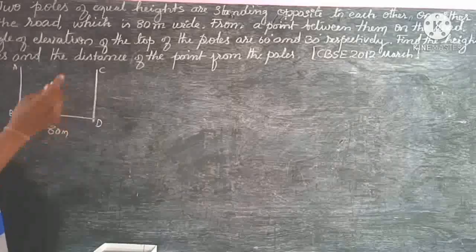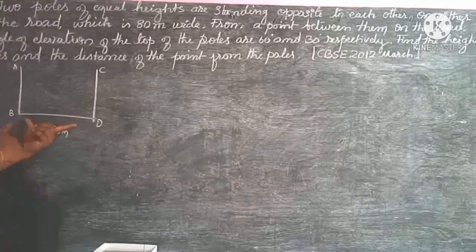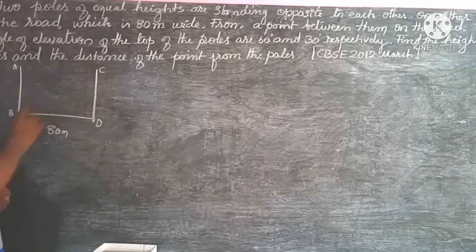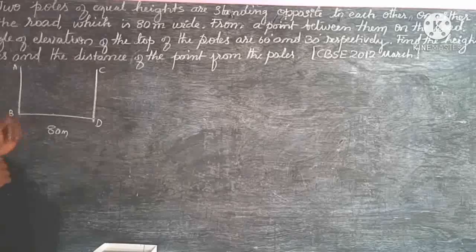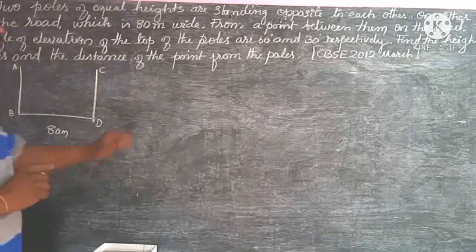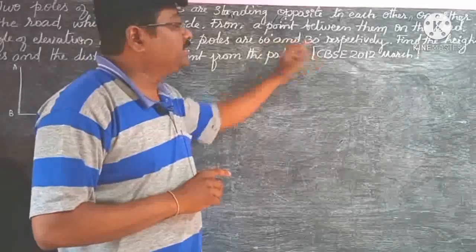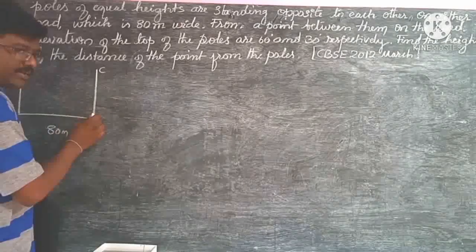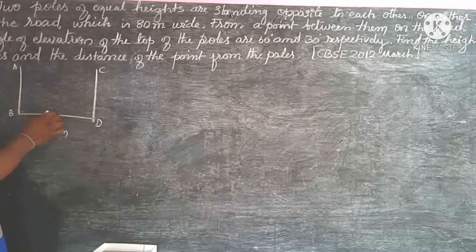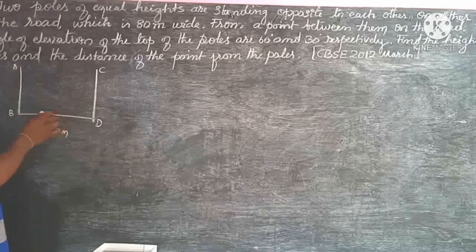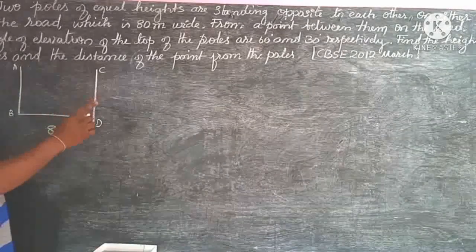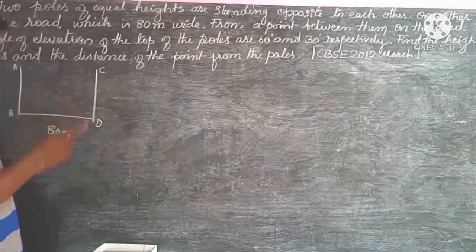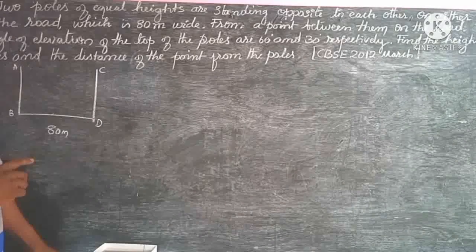The distance between the two poles is 80 meters. The point could be in the middle, or near CD, or near AB. So how do we identify this? If the angles of elevation are 60 degrees and 30 degrees respectively, then as the point moves towards CD, the angle of elevation of CD increases, and as you move towards AB, the angle of elevation of AB increases. One should be 60 degrees and the other 30 degrees. Therefore this point is not the midpoint of BD.